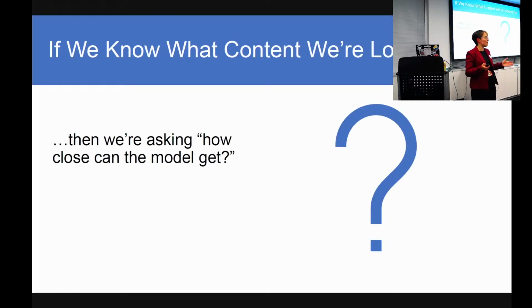So the first version of this is where we know what we're looking for. If we know what we're looking for, and I'll show you more of what exactly I mean by that, then what we're asking is how close can the model get? If we're concerned the model is going to say X, how close can we get? And there are different metrics for closeness that we'll get into in a couple slides.